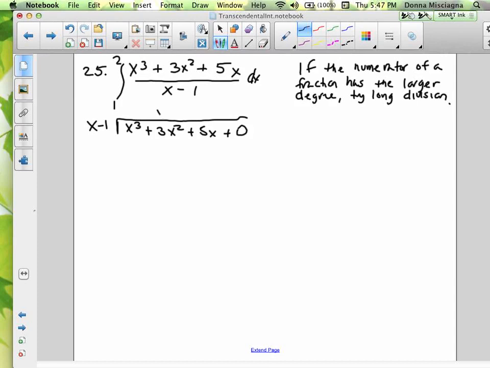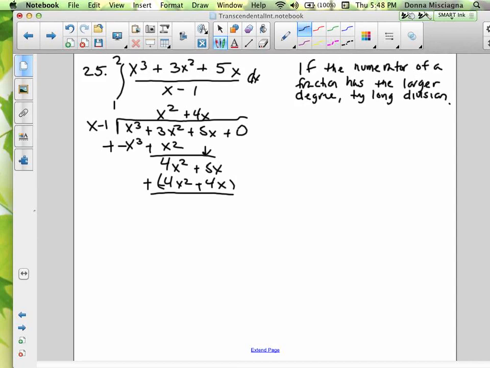You have to multiply x by x squared to get x cubed, so x cubed minus x squared. Subtraction means to add the opposite. That would be 4x squared. Bring down the plus 5x, and you have to multiply x by 4x. 4x times x would be 4x squared. 4x times negative 1 is negative 4x, and subtraction means to add the opposite. That's going to be 9x, and we'll bring down the plus 0, and you'd have to multiply x by 9.